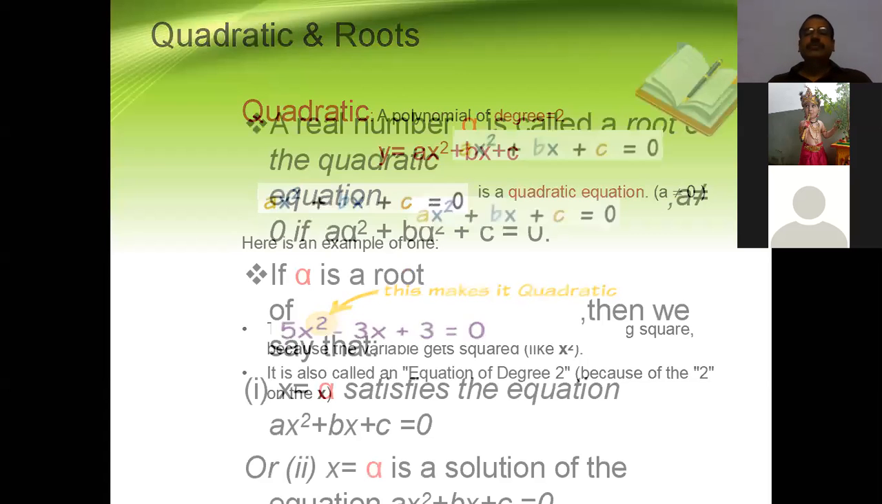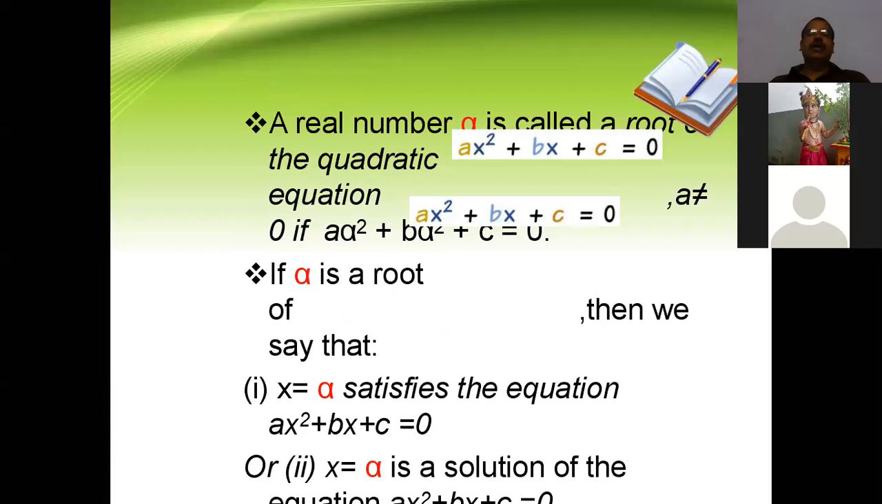A real number alpha is called a root of the quadratic equation if a is not equal to 0 and, when you substitute x equal to alpha, it satisfies the equation. So x equal to alpha is a solution of the quadratic equation. Roots of the equation means the value which, substituted in that equation, satisfies it, meaning you'll get 0. Solution or roots of the quadratic equation.